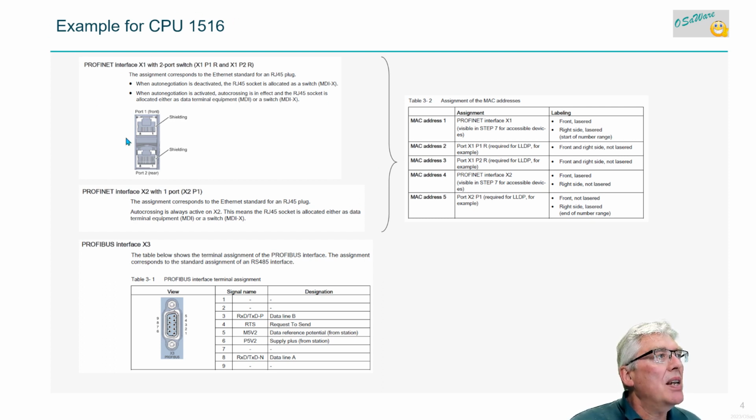Example, CPU 1500. It has 2 interfaces. I'm not going to read these. You have 2 interfaces in the front. This is the X1 interface, the rightmost one, because you can use it to make a redundant ring network. And the X2 is used usually for HMI communication and so on. And then there is a legacy Profibus interface, because they're still around, and how that's wired and how you configure this.